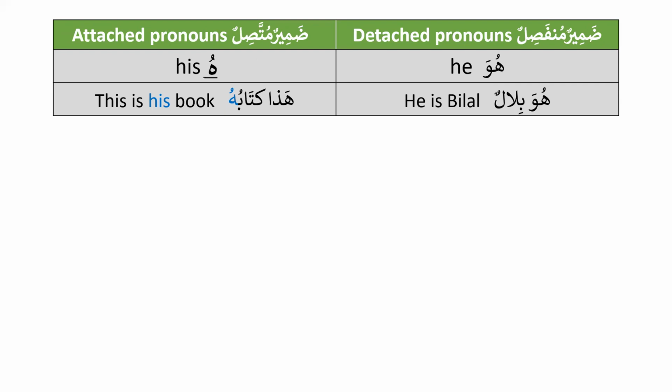So the attached pronoun that we use for huwa is hu. And when do we use it? When we talk about the possession of something. For example, we say hadha kitabuhu, this is his book.